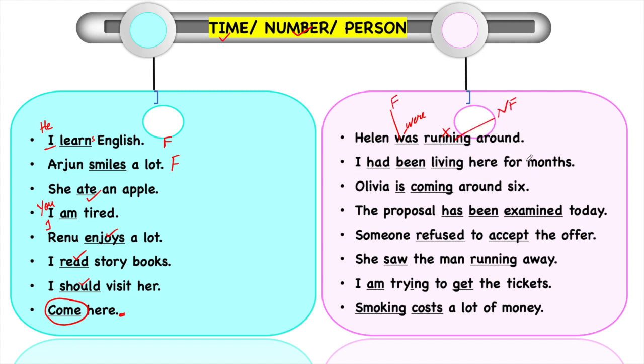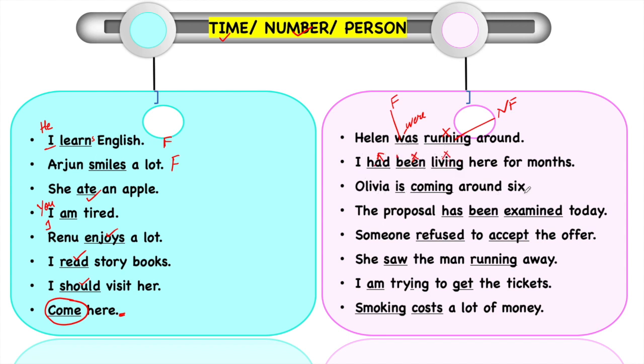I had been living here for months. If you change the tense of this sentence to present tense, then had will become have. I have been living here for months. You are changing the time of the sentence. So had will be changed, but there is no change in been and living. Therefore, this is a finite verb and this is a non-finite verb.